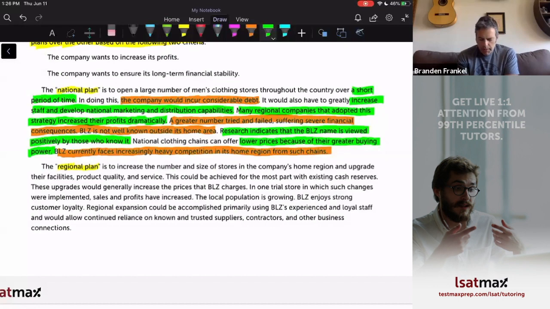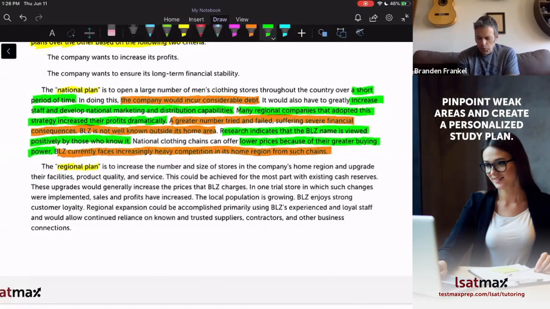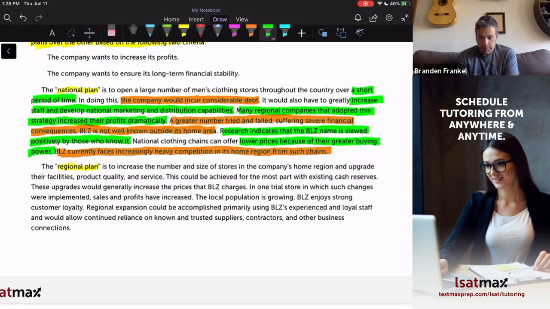So the regional plan is to increase the number and size of stores in the company's home region and upgrade their facilities, product quality, and service.